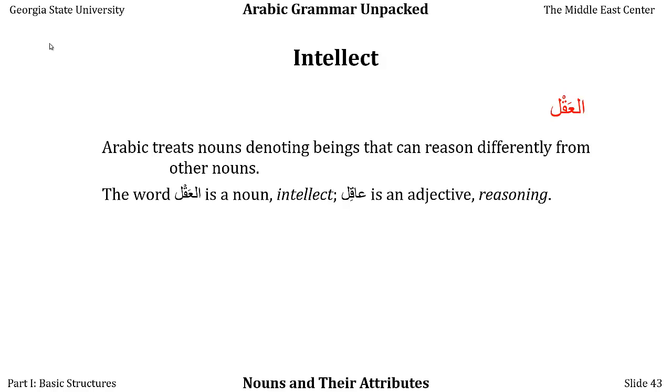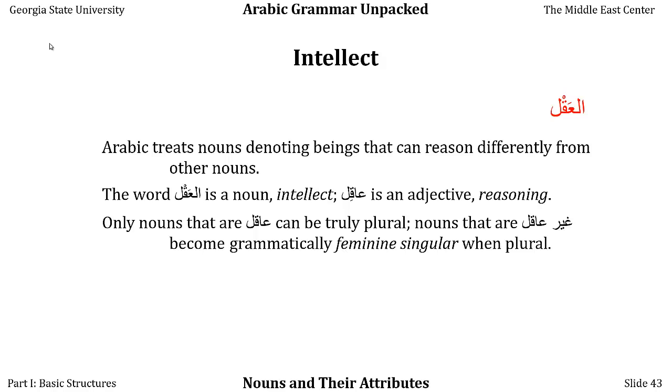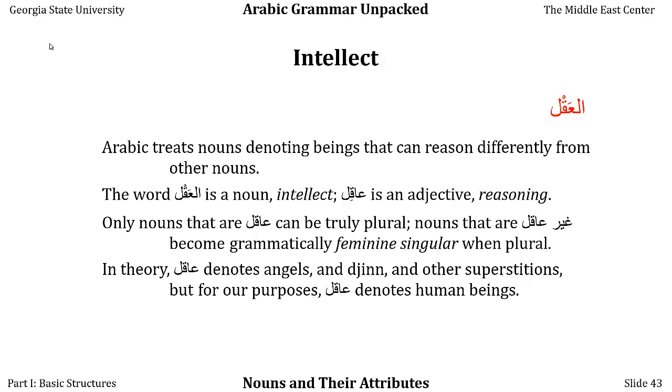The word al-aql is a noun, and it means intellect. Aqil, from the fa'il, or doer, wazn, is an adjective, reasoning, someone who can think. Only nouns that are aqil can be truly plural. Nouns that are غير aqil, or not reasoning, become grammatically feminine singular when plural. This is the rule we're going to go over and over in the next few lessons until you fully understand it. In theory, aqil denotes angels and jinn and other superstitious orders of creatures, but for our purposes and for modern standard Arabic, aqil denotes human beings.